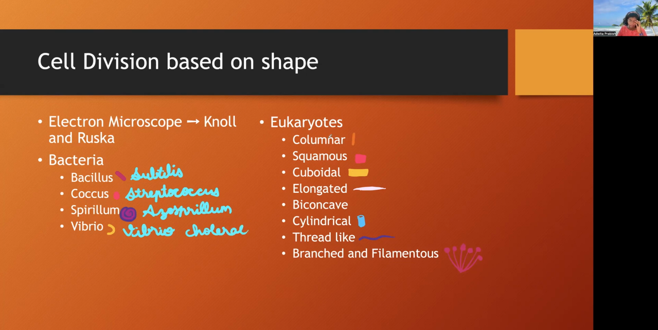Then we have the shapes of eukaryotes, that is columnar, squamous, and cuboidal. All are shapes of epithelial tissue about which we are going to learn further in the chapter. And elongated is for muscle fibers. Biconcave, that's an interesting shape.